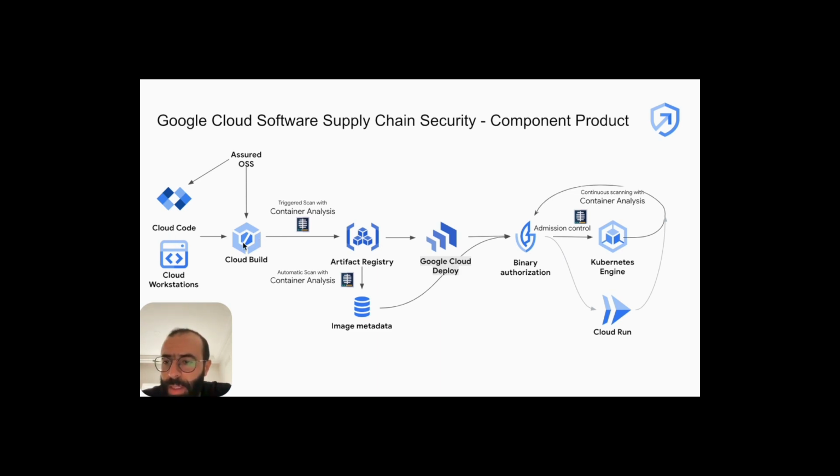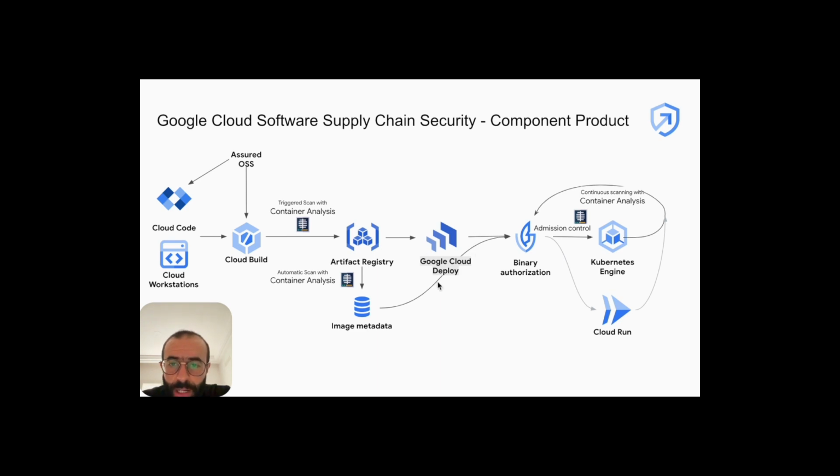Then we have Cloud Build that we're going to use in order to build the application. Assured OSS will be used as a proxy in order to get the dependencies and verify if the dependency is good or not. So we have a repository that contains verified OSS dependencies. Then Artifact Registry, it's where we will analyze our images, but before that we have a triggered scan to check if the images that we built before are good or not, and then we will generate what we call image metadata in the Artifact Registry, which is metadata about the images that we have built.